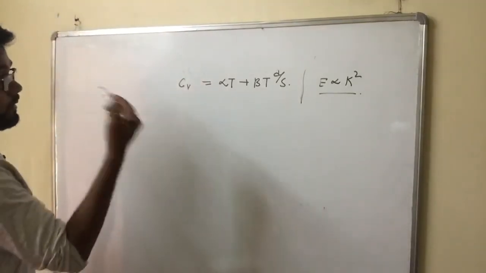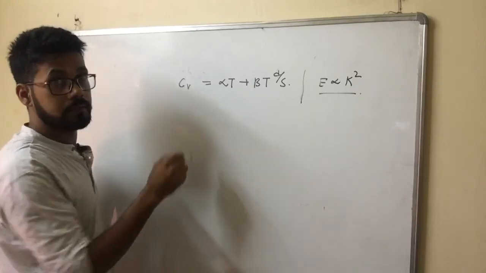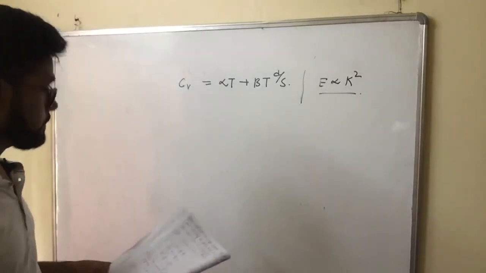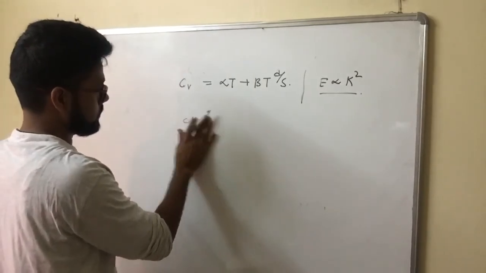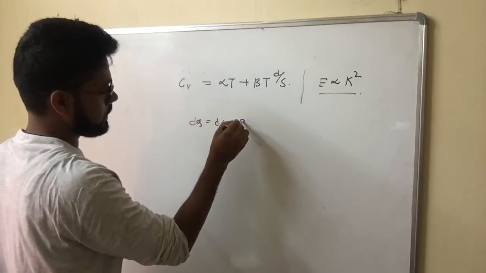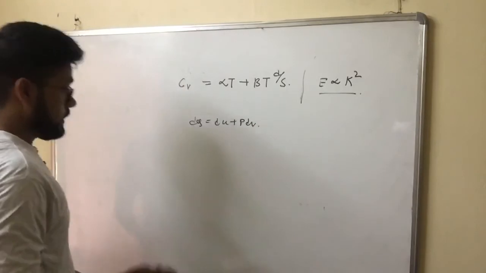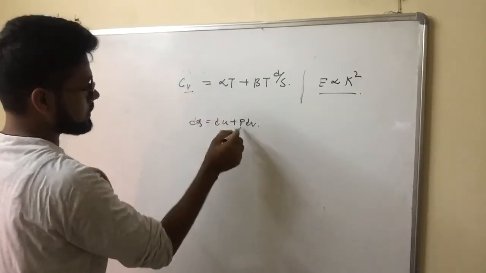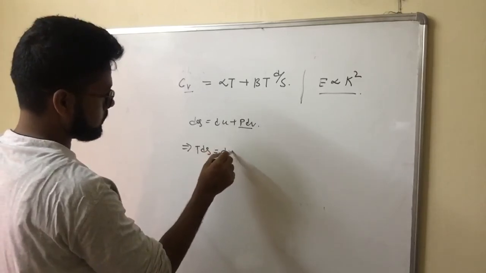So specific heat, this one, entropy equal to, what is the formula? Specific heat. What is the formula? You remember this formula? dQ equal to dU plus PdV, remember. So specific heat at constant volume, this term is not there, so TdS equal to dU.